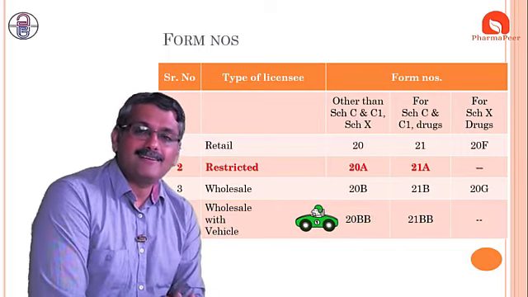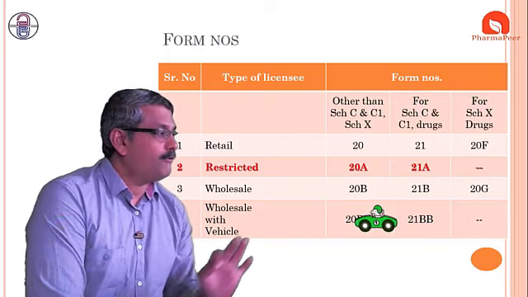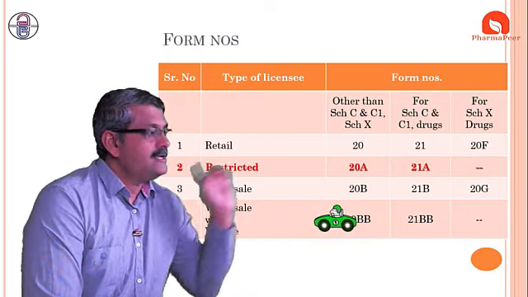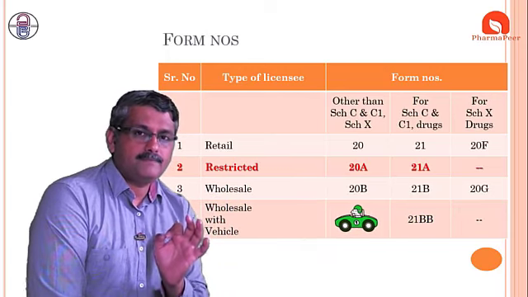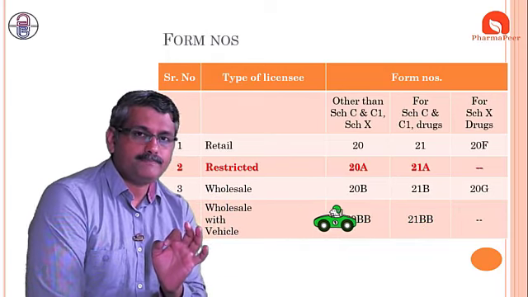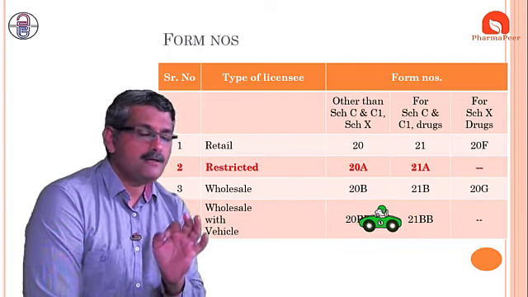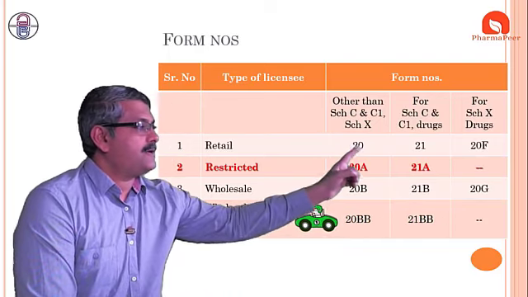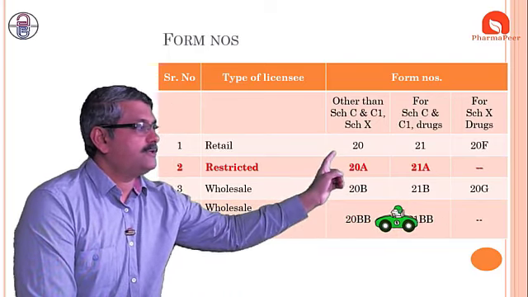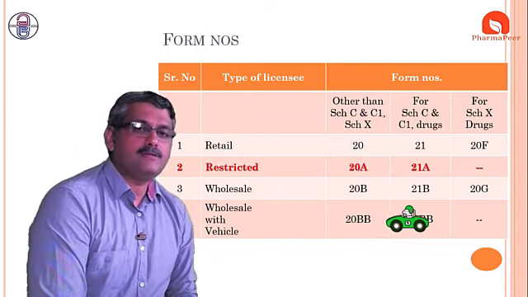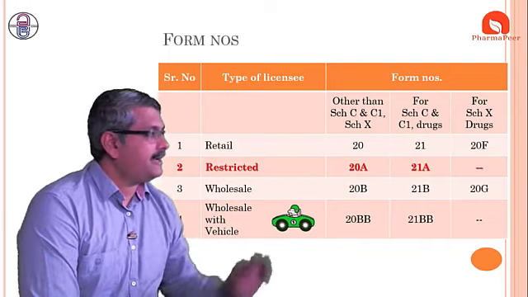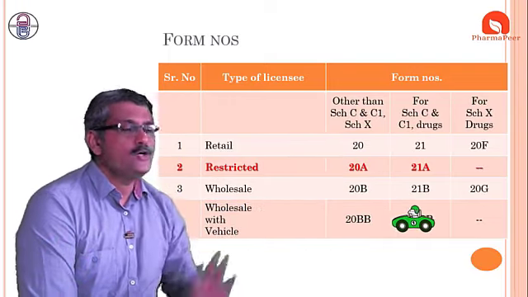For sale by a retailer, for sale by a wholesaler, you just have to write the name. For the retailer, we write like this: for sale of retail or to start a retail shop, drug and cosmetic, for drugs, the person should have, for sale of schedule other than C and C1, form number 20; for sale of schedule C and C1, form number 21; and for the schedule X drug, 20.